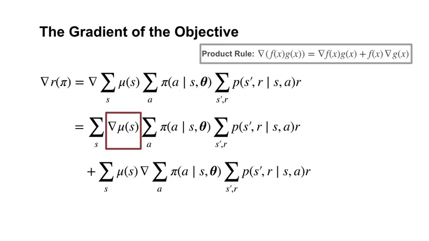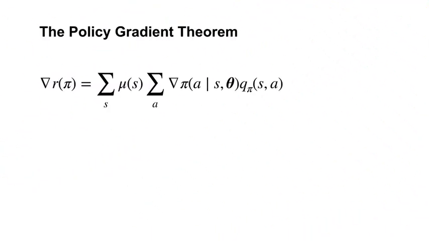The first term involves the gradient of the stationary distribution over states. Unfortunately, the gradient of mu is not straightforward to estimate. The stationary distribution mu depends on a long-term interaction between the policy and the environment. Luckily, the policy gradient theorem gives us a simpler expression for this gradient. Here we show the result of the theorem. It's worth walking through this expression.